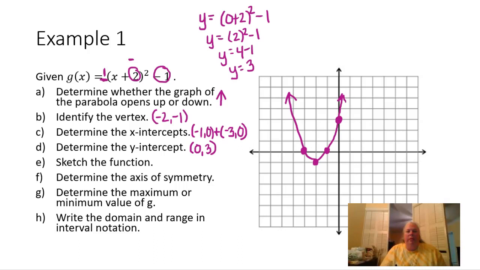All right, part F, determine the axis of symmetry. The axis of symmetry goes through the vertex. It is a vertical line that's going to go through the vertex. And since my vertex is right here, the axis of symmetry is going to be the imaginary line that goes straight through there, just like this. And the equation of this line is x is equal to -2.